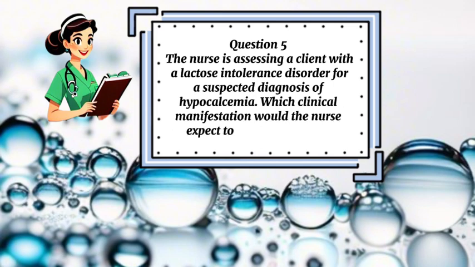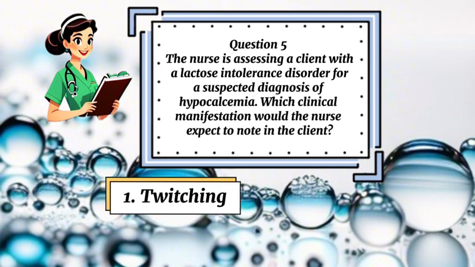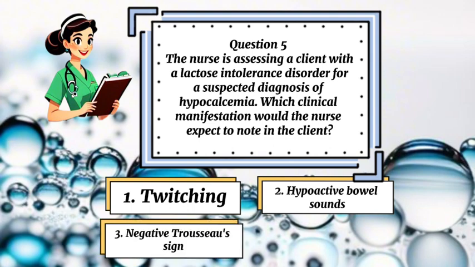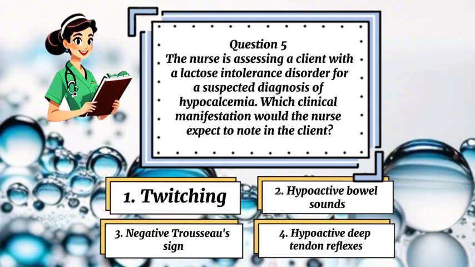Which clinical manifestation would the nurse expect to note in the client? 1. Twitching. 2. Hypoactive bowel sounds. 3. Negative Trousseau sign. 4. Hypoactive deep tendon reflexes. What is the answer?